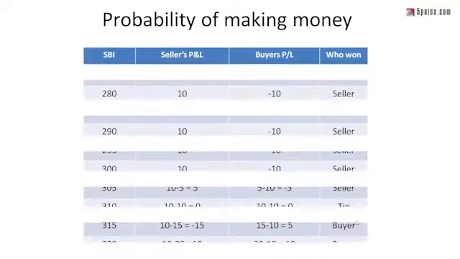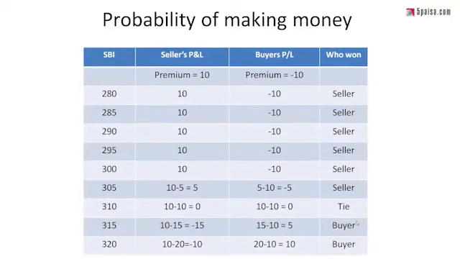So this is where I want to introduce to you a very important concept called probability of profit, or in other words, probability of making money. See, look at these scenarios, right? So I am taking 4 scenarios below 300 and 4 scenarios above 300, all equidistant. So look at it this way. This is the seller's and buyer's P&L.